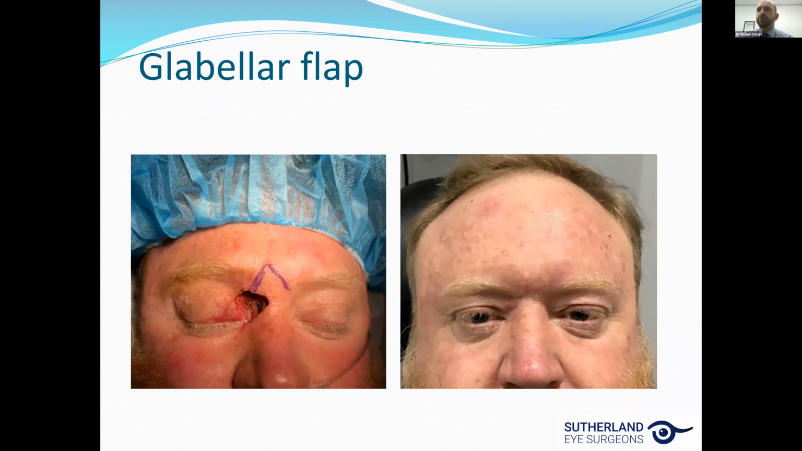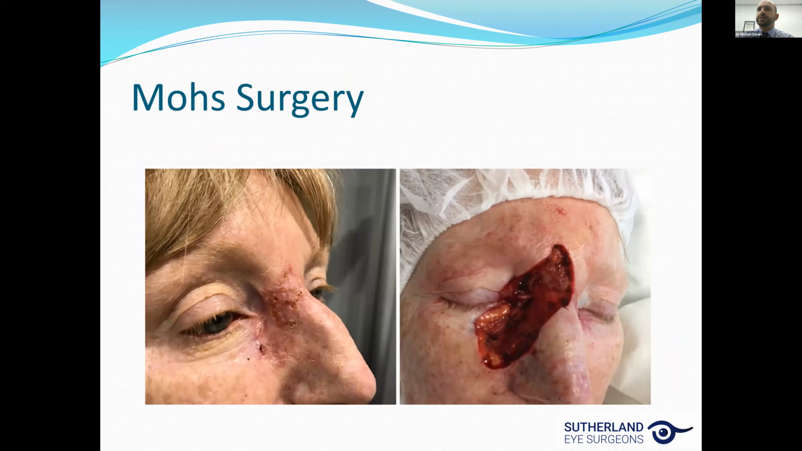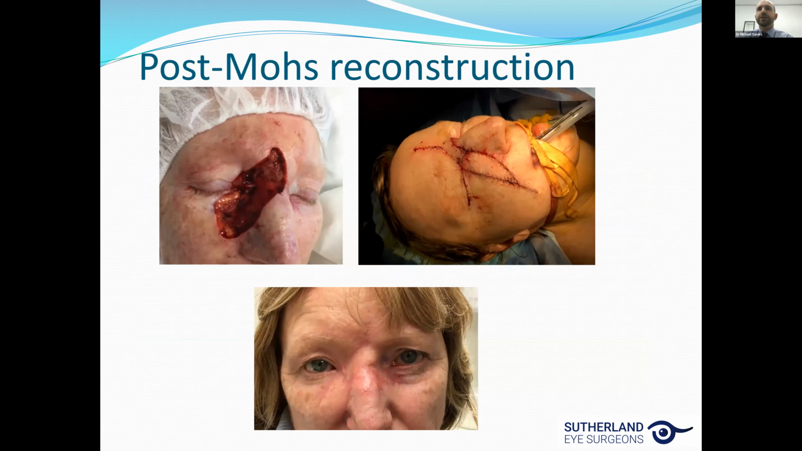You can use a glabella flap from the brow region, rotate that down if it's above the medial canthal tendon. As I said, Mohs surgery we often use for poorly defined lesions, and you almost hesitate to open the photograph that the dermatologist sends back to you, because often there's a really large defect there and you have to start playing mental Tetris to work out how you're going to put it together. But there's a few trick shots that we've got.